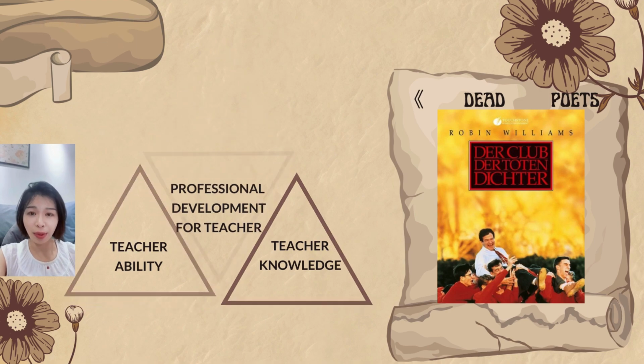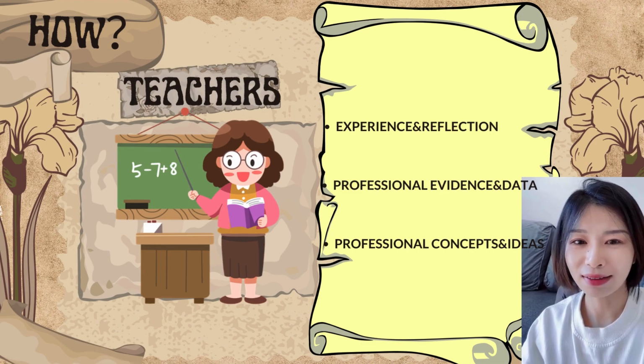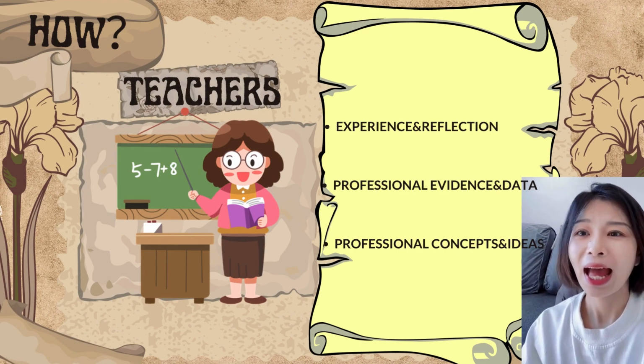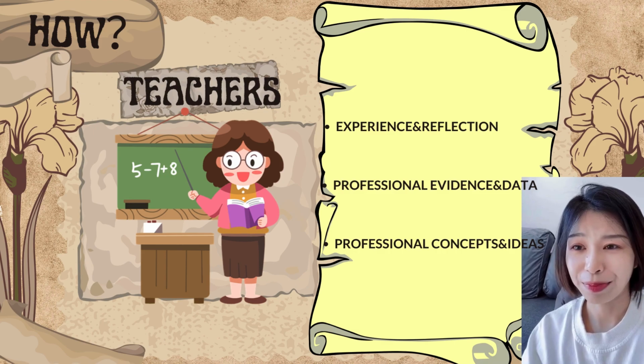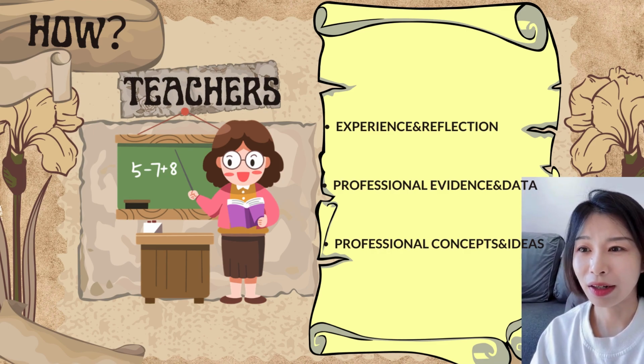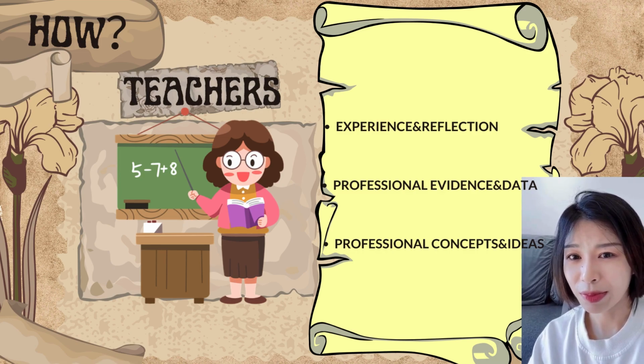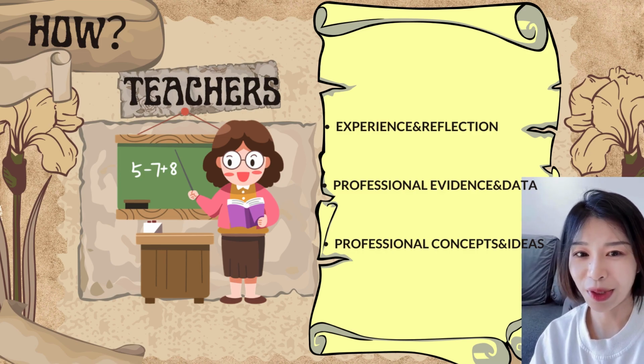And for teachers, they must pay more attention to three parts: experience and reflection, professional evidence and data, and professional concept and ideas. They constantly accumulate their own experience in the teaching process and review it timely, transforming scattered experience into systematic experience and individual experience into collective experience.